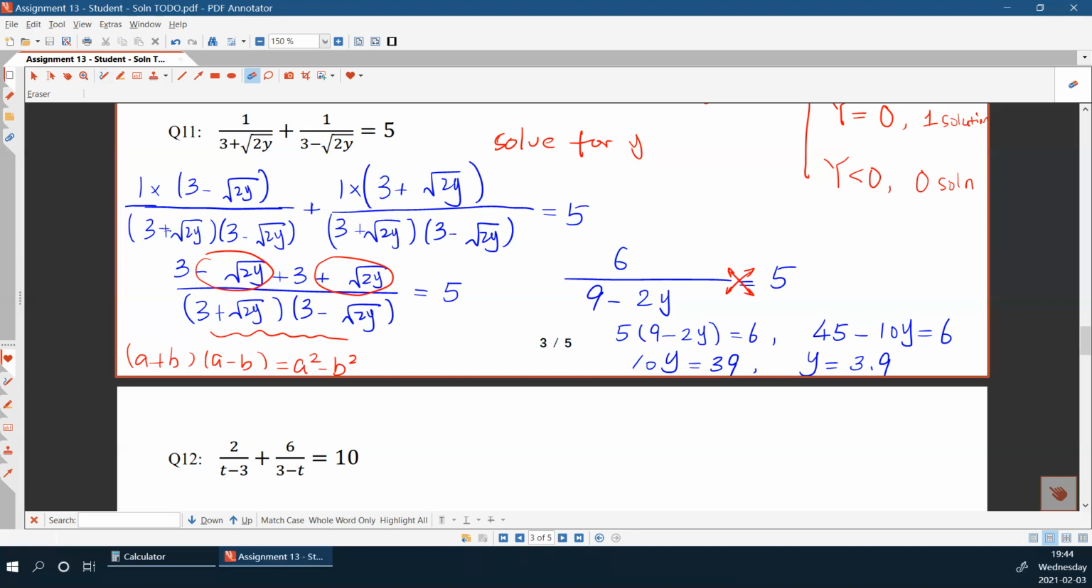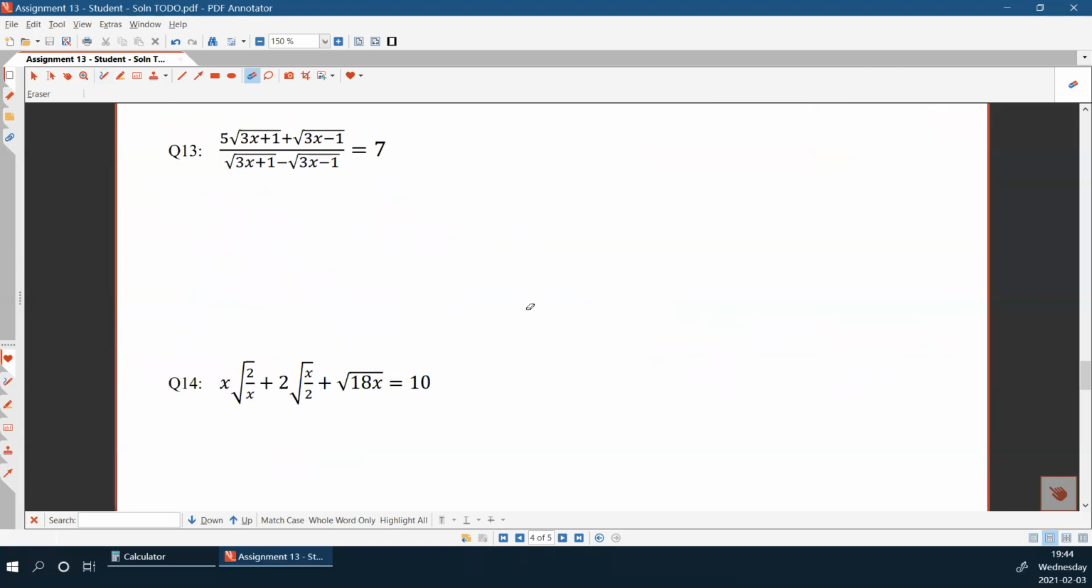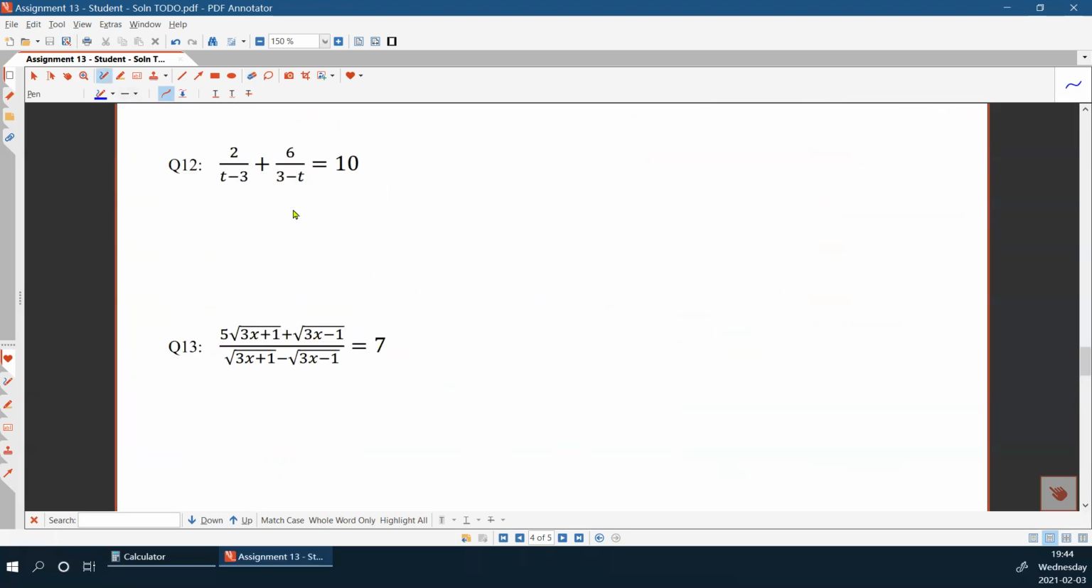No? All right, let's see question 12. Okay, question 12. Note that we have t minus 3 and also 3 minus t, right? 3 minus t is actually minus t minus 3 in the brackets. So first of all, we can try to rewrite the second term, which is plus 6 over minus t minus 3, right?